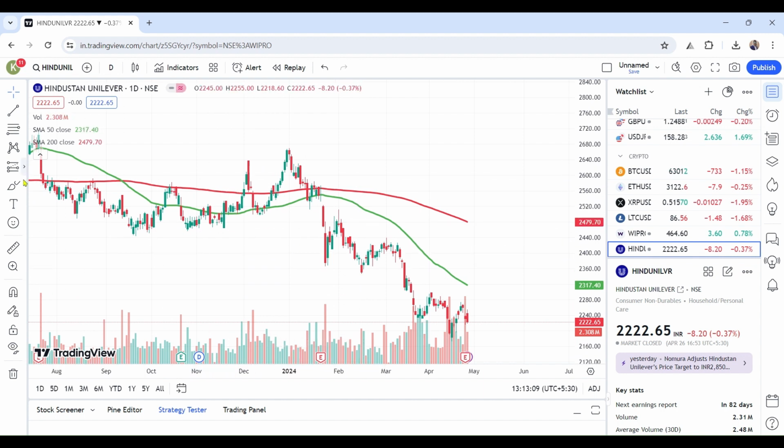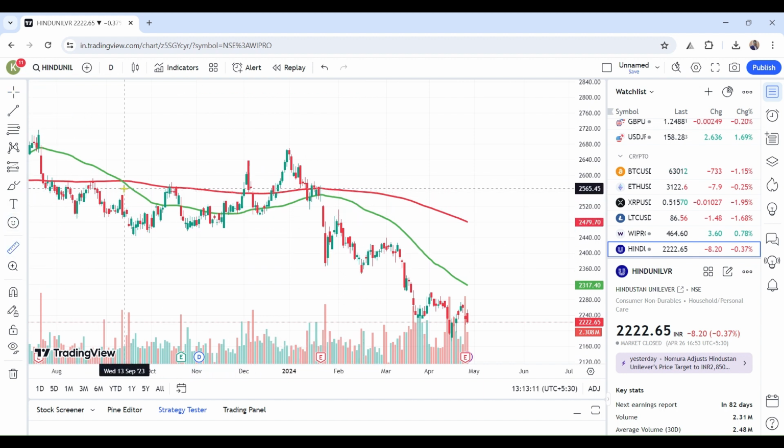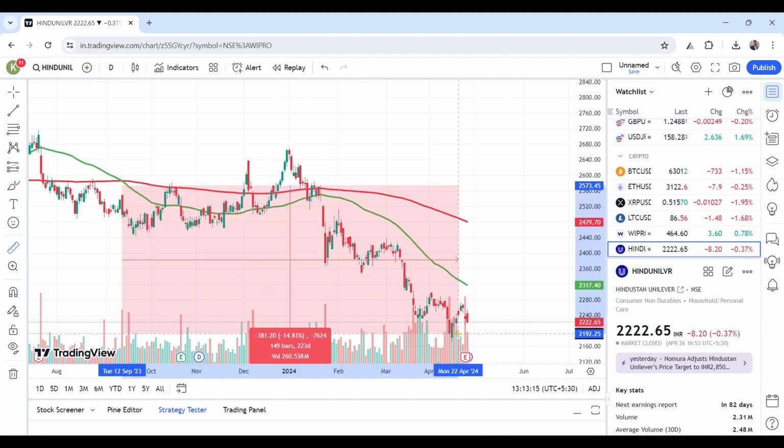The death crossover here is happening at this point, and the price has gone down till this point. So the death crossover is the opposite of the golden crossover. When this happens, the price is supposed to go down.